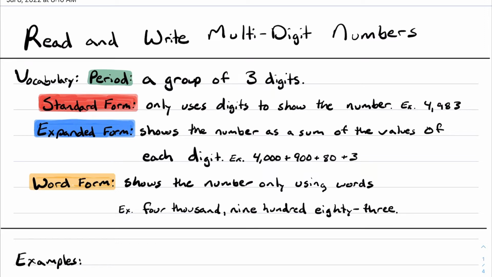Our next vocabulary word is standard form. Standard form only uses digits to show the number. An example here is 4,983. This is typically how you see numbers when doing math.